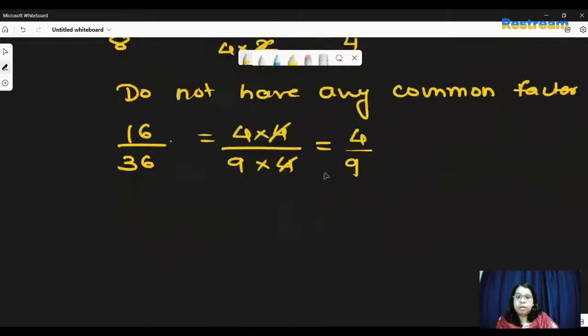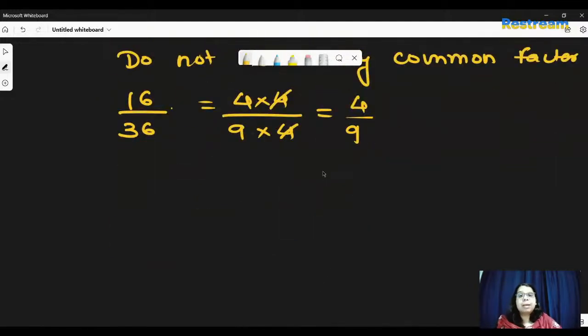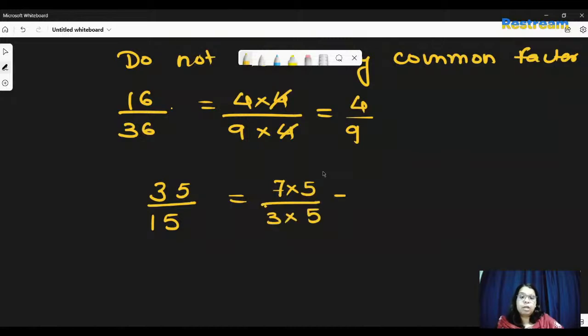So let's see one more example, and then we will move to the equivalent form. Okay, so let's say I have 35 over 15. 35 is 7 times 5, 15 is 3 times 5. So that we cancel the 5 and 5 out, and we get 7 by 3.